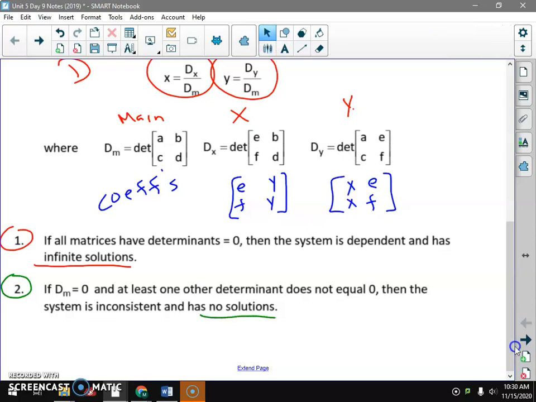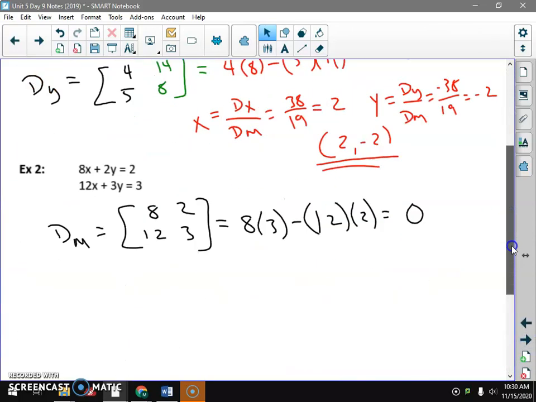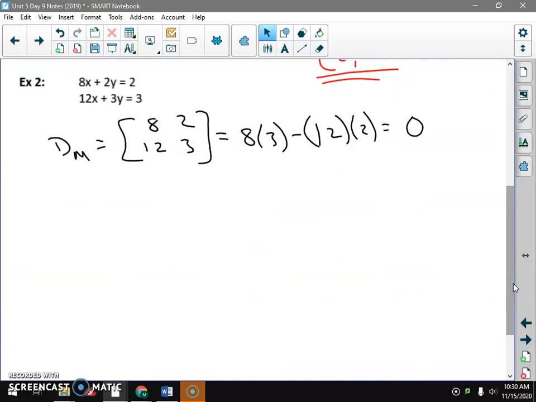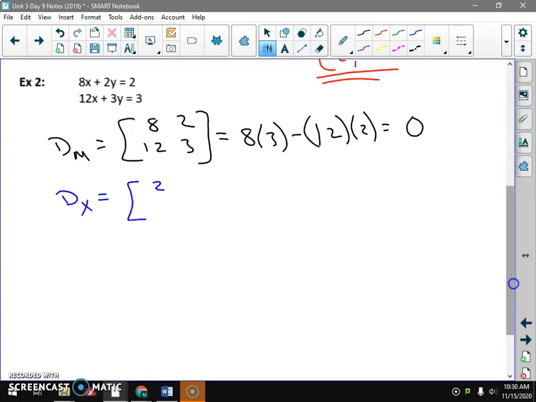So what does that mean for our problem at hand? We found the main is 0. It's a special case. Are the other two determinants also 0? We got to test those. So I'm going to go to x. Dx kicks out the x's, replaces with answers, keeps the y's. 6 minus 6. Looking like that all 3 zeros.